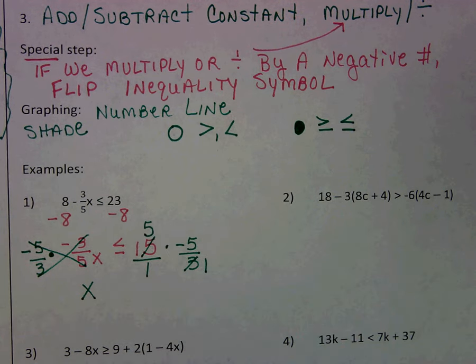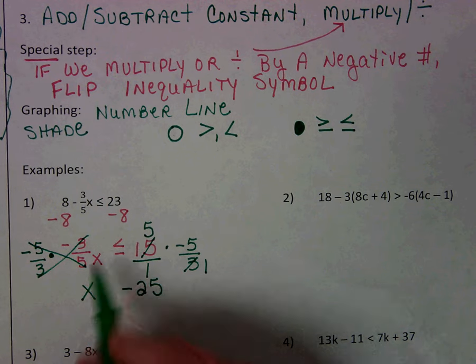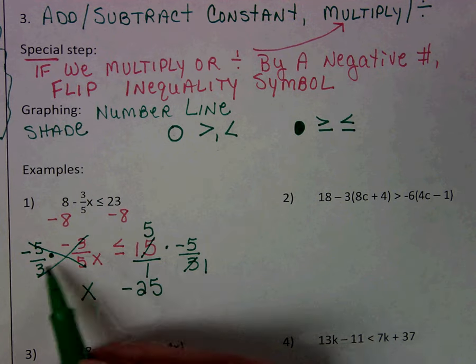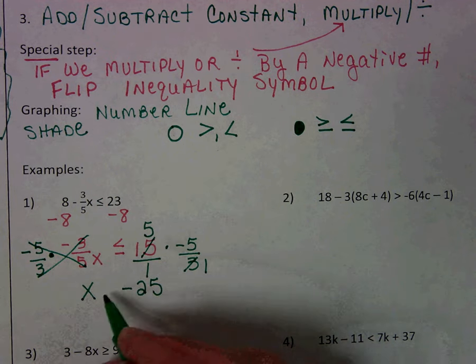Sorry for the interruption. And so I did some simplifying over here if you were watching. 5 times negative 5 is negative 25. Now notice we multiplied both sides by a negative. So that means I have to switch my inequality symbol around.